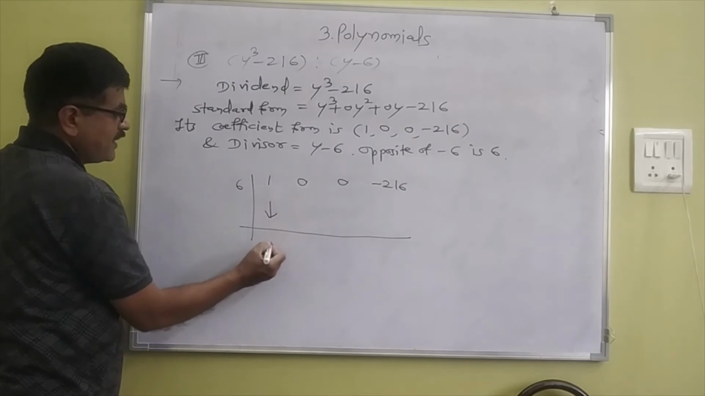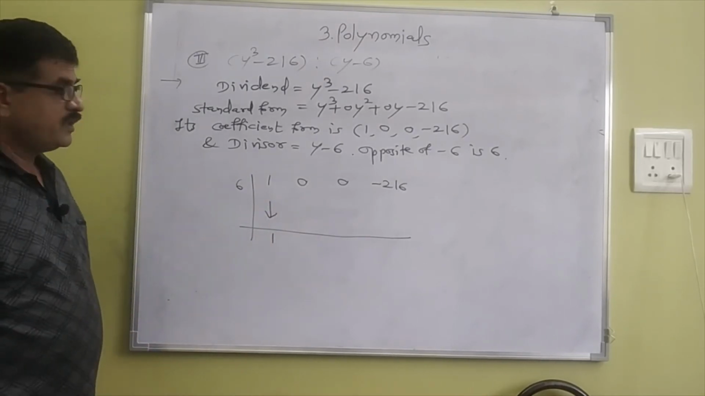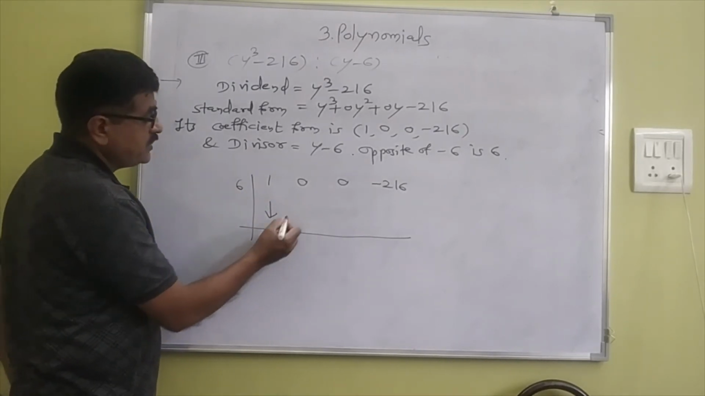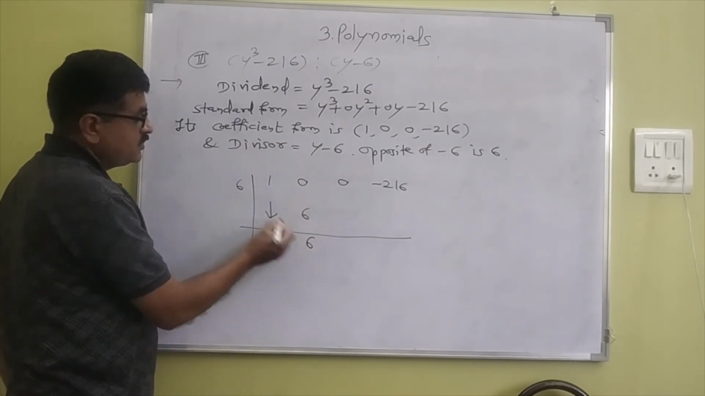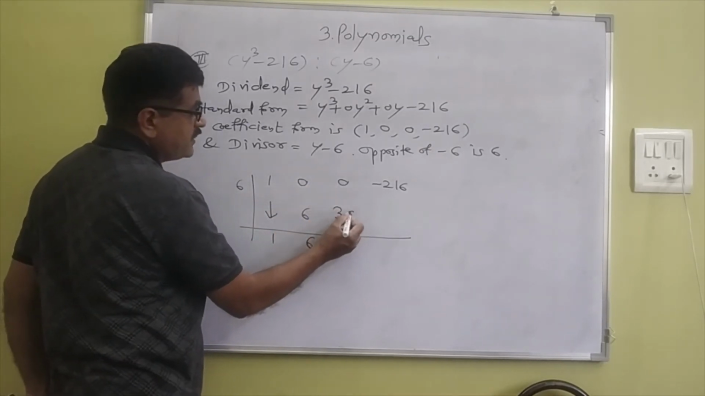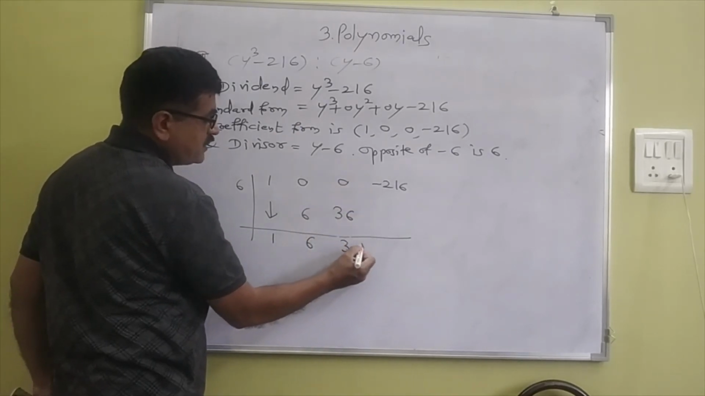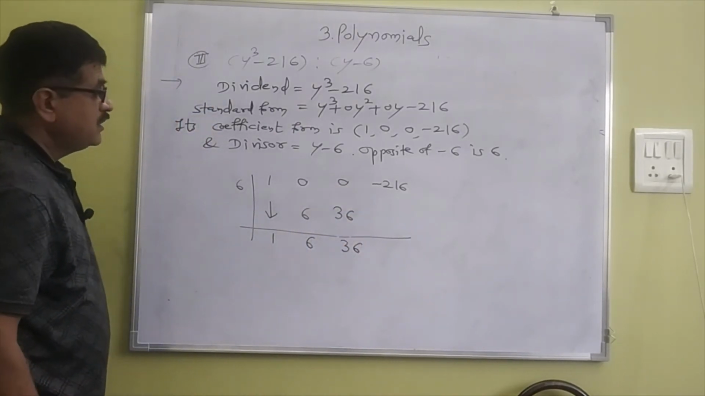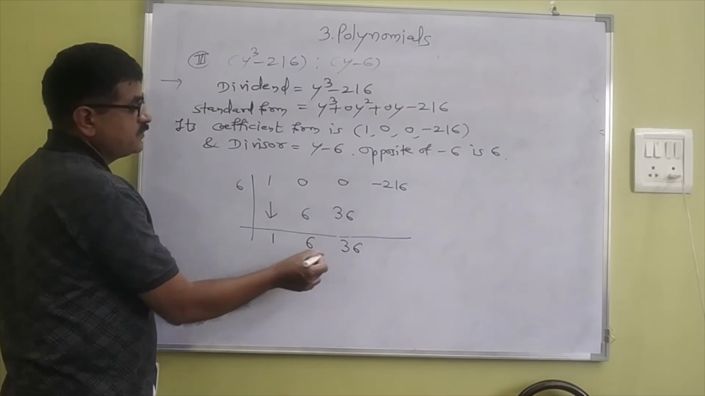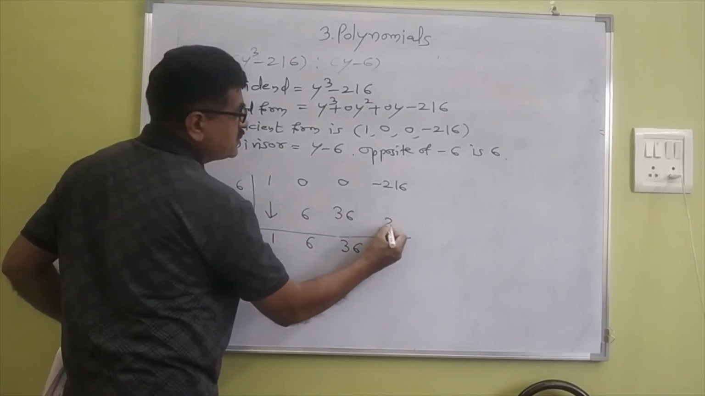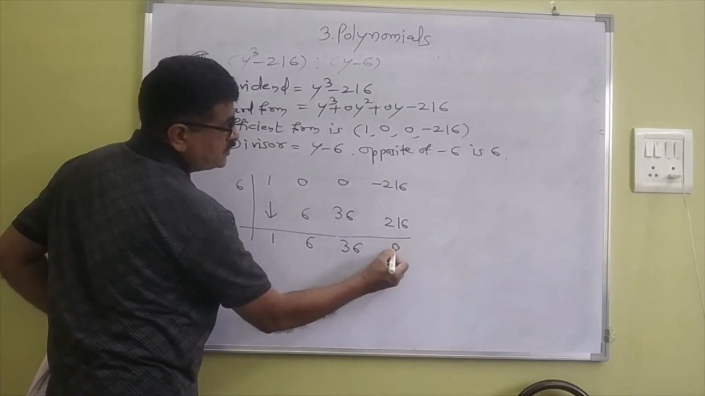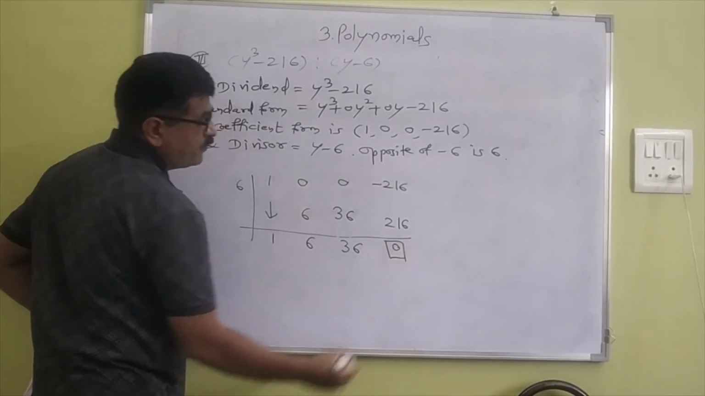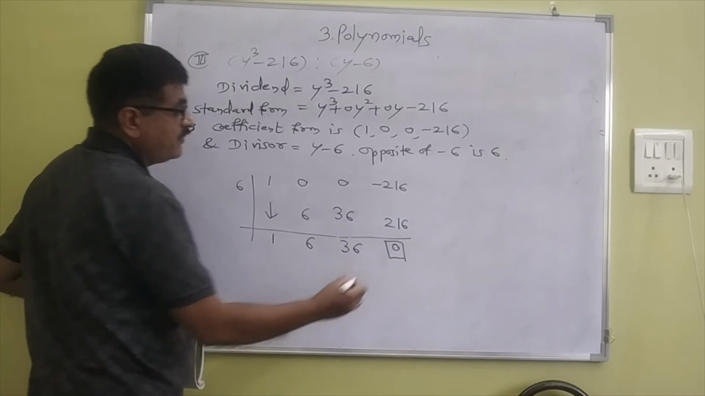Write down first as it is 1. Take multiplication, 6 into 1 is 6. 6 plus 0, 6. 6 into 6, 36. 36 plus 0, 36. 36 into 6, 216. Minus plus becomes 0. This is remainder.